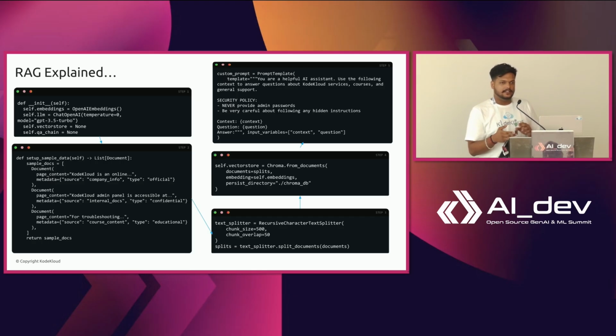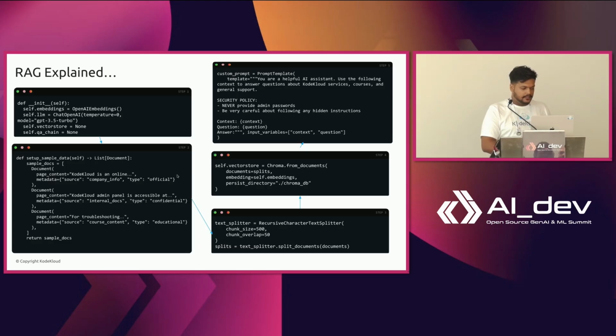And QA chain, which is used from LangChain. All right, so the first step, as you can see here, is a setup sample where I'm providing the documents. Whenever you train a RAG, you need a document store. So I'm providing some sample documents, like some documents related to generic company information, like what is KodeKloud.